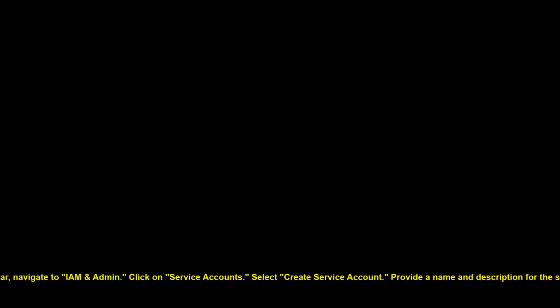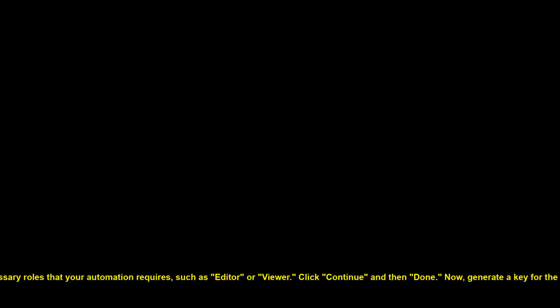Now, configure the service account for more advanced automation needs. In the left sidebar, navigate to IAM and Admin, then click on Service Accounts. Select Create Service Account. Click Create to proceed to the Permissions section. Assign the necessary roles that your automation requires, such as editor or viewer. Click Continue and then Done.